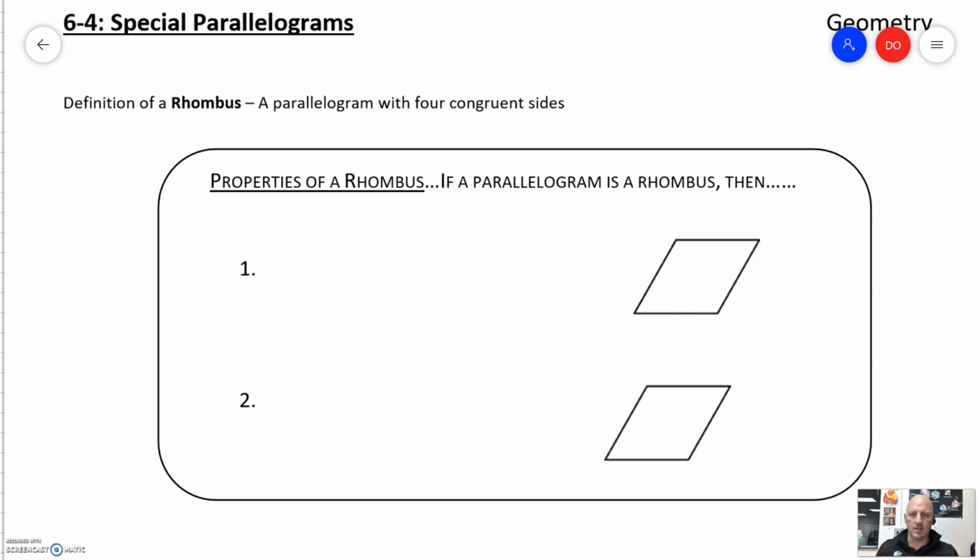Hello again, this is Geometry, Unit 6, Section 6-4, Special Parallelograms. This is video 1. I'm going to explore various types of parallelograms and more info that's true about each one of these.